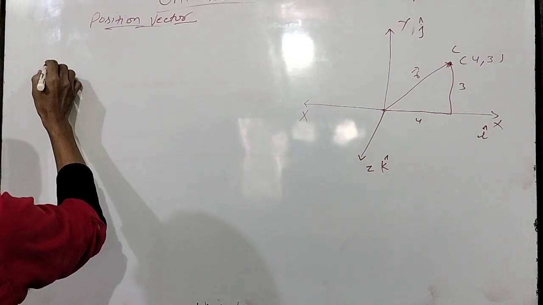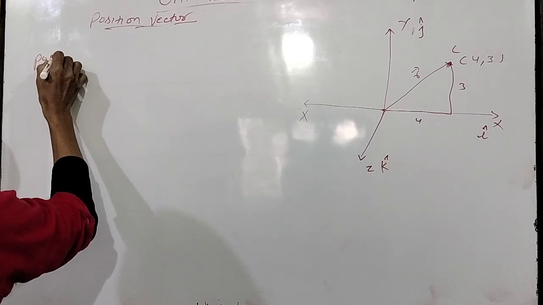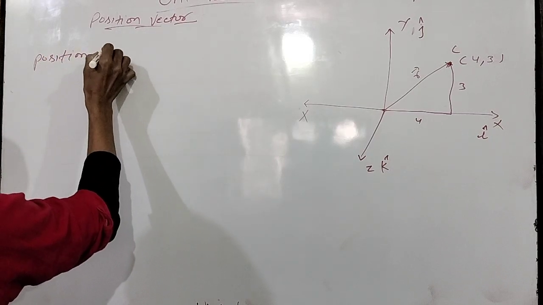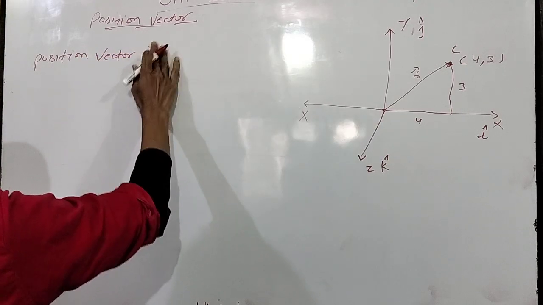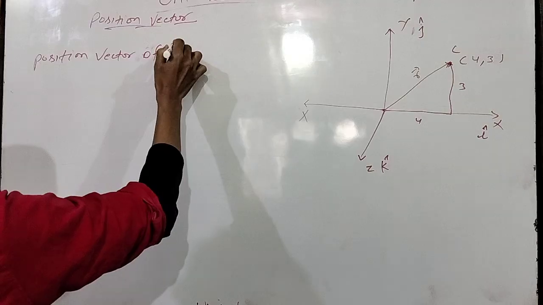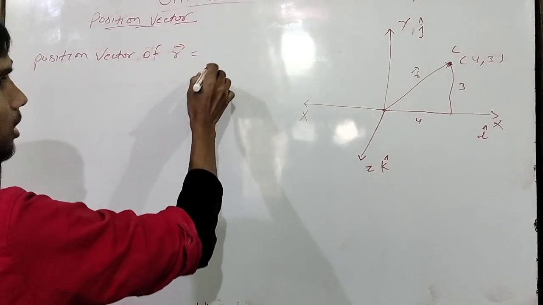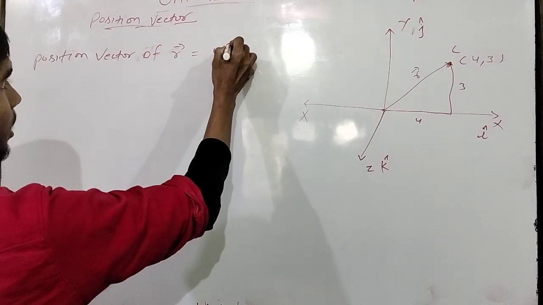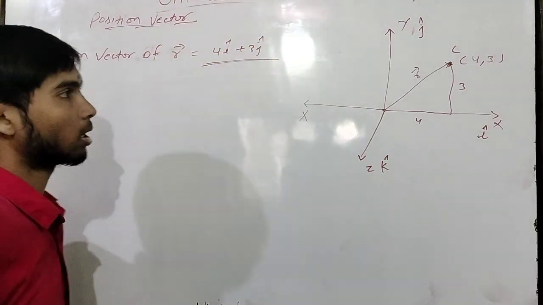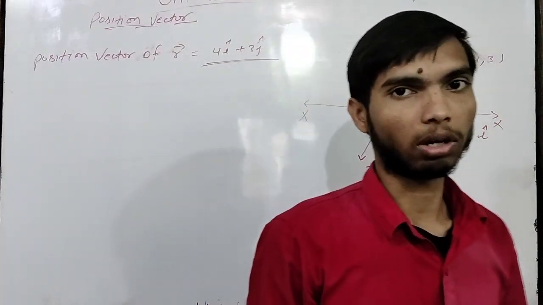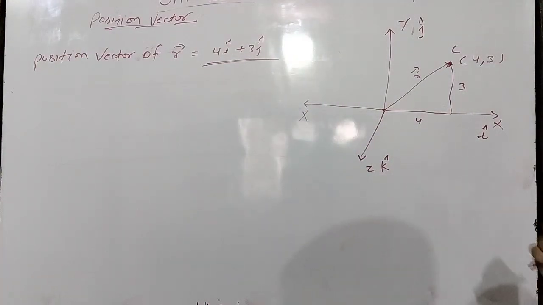Overall, you are getting the position vector R, which is nothing but 4 i cap plus 3 j cap. This is the position of this particular point: 4i plus 3j.